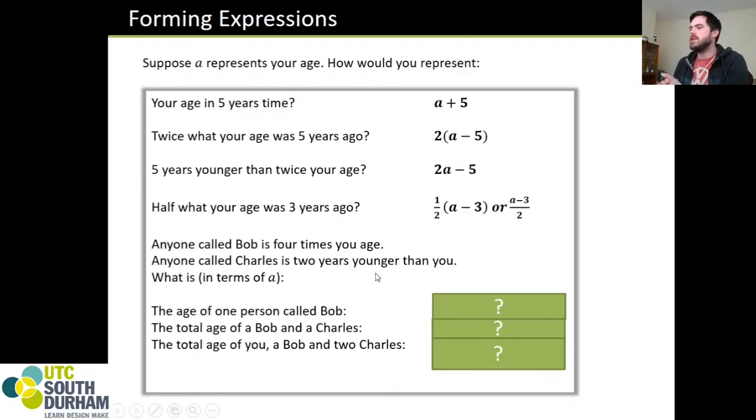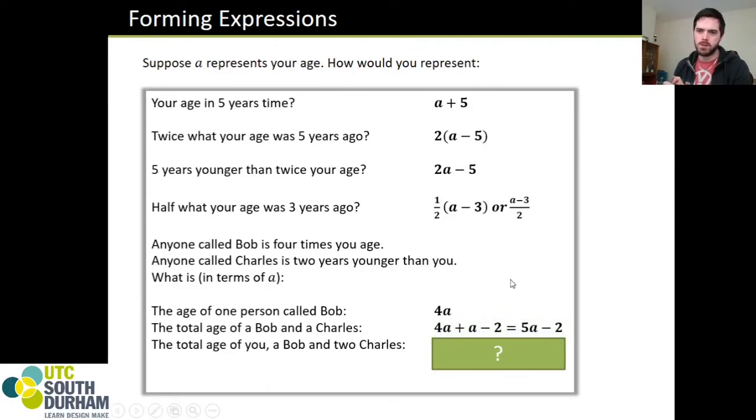So we now have to deal with anyone called Bob, who is 4 times our age, and someone called Charlie, who's 2 years younger than us. Well, let's think about the age of one person called Bob. Thankfully, we can figure out that if Bob's 4 times our age, we're looking at a 4a. The total age of a Bob and a Charles. Well, if Bob's a 4a, Charles is 2 years younger than us, that's a minus 2. What we're looking at is 4a plus a minus 2. That therefore would be a 5a minus 2.